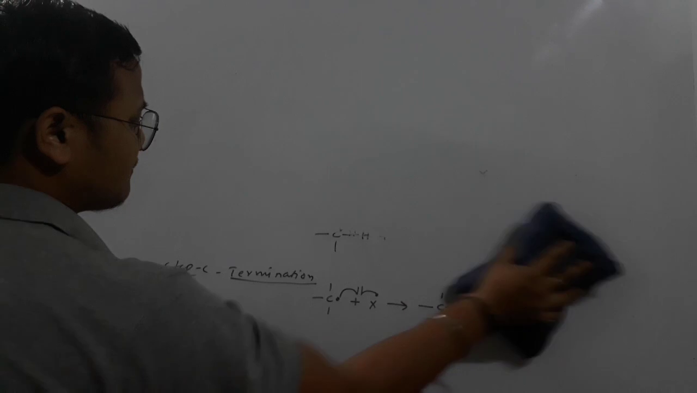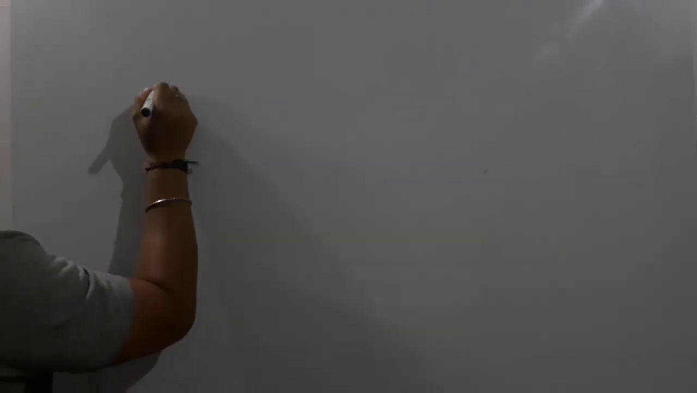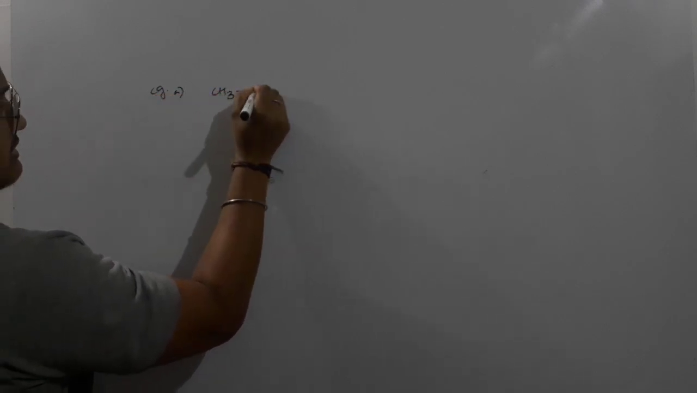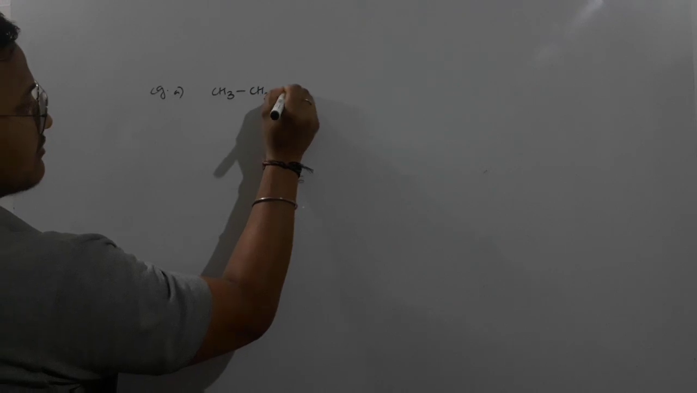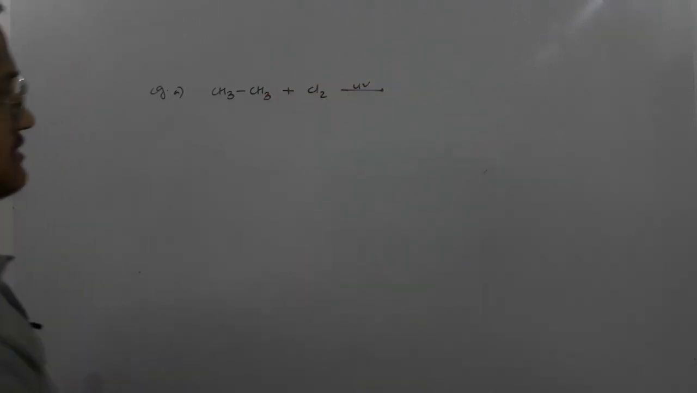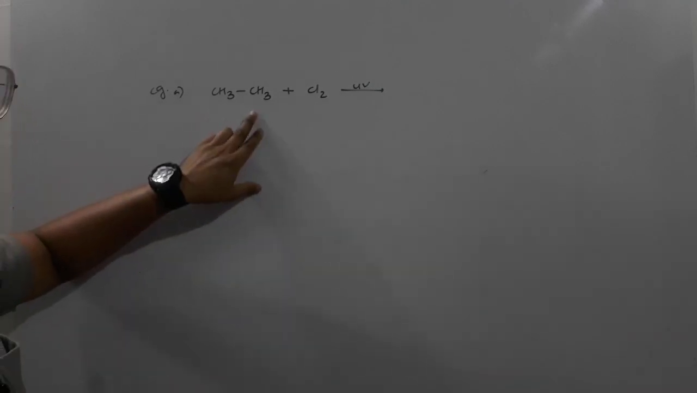Okay. Now consider this as an example. Say CH3CH3 reacting with Cl2, UV light. Now guys, what exactly we have to do? Look at the number of carbon here.